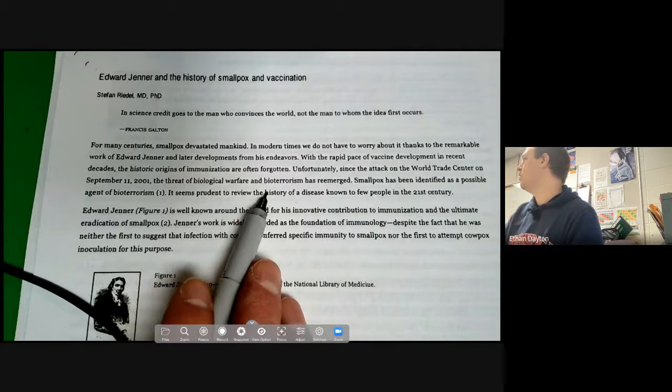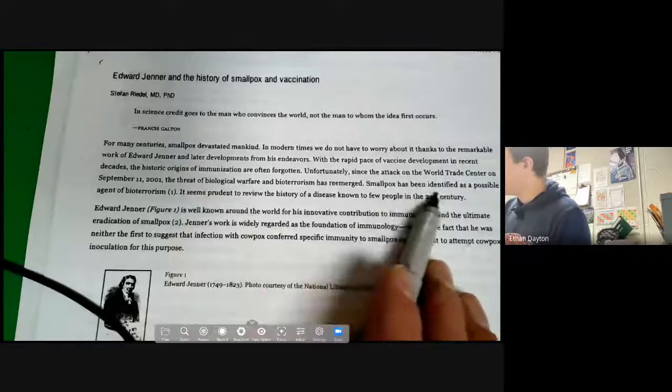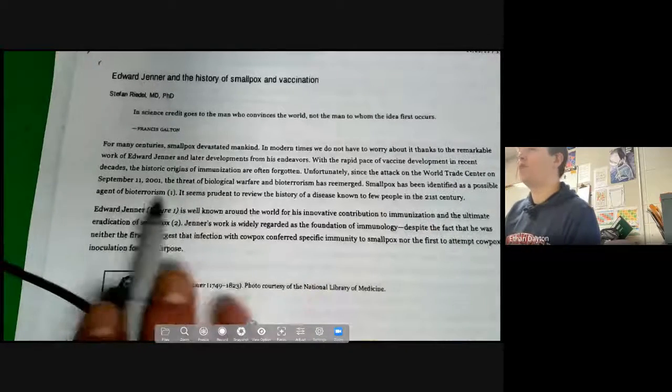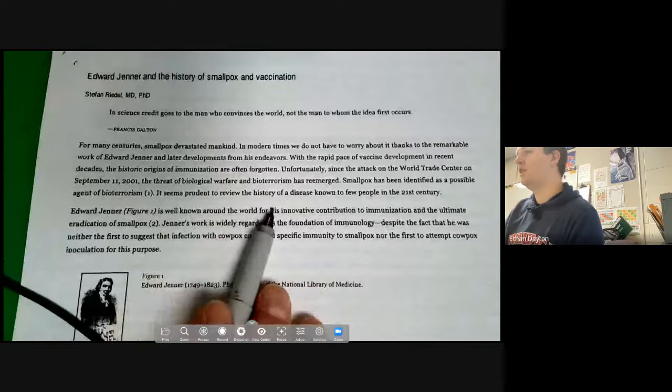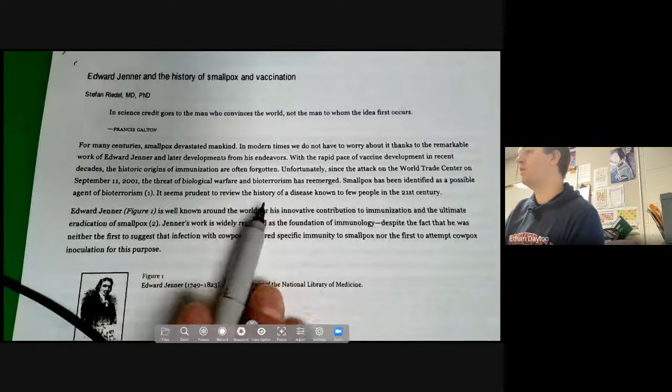Carter? Wait, so Edward Jenner developed the first vaccine? Yeah, that's why I'm reading this. So, smallpox has been identified as a possible agent of bioterrorism. It seems prudent to review the history of a disease known to few people in the 21st century.